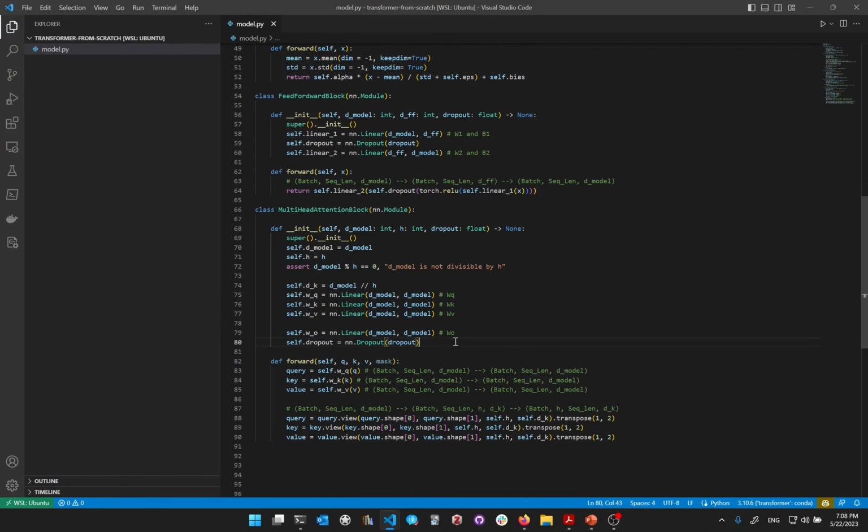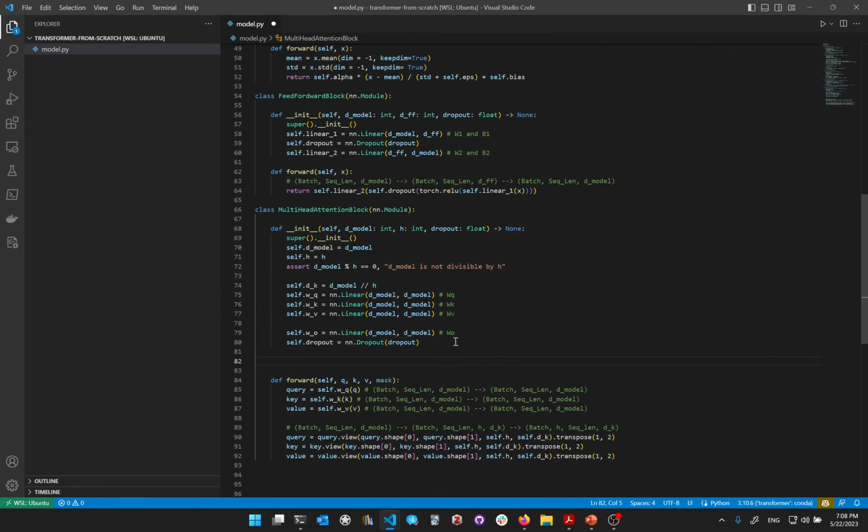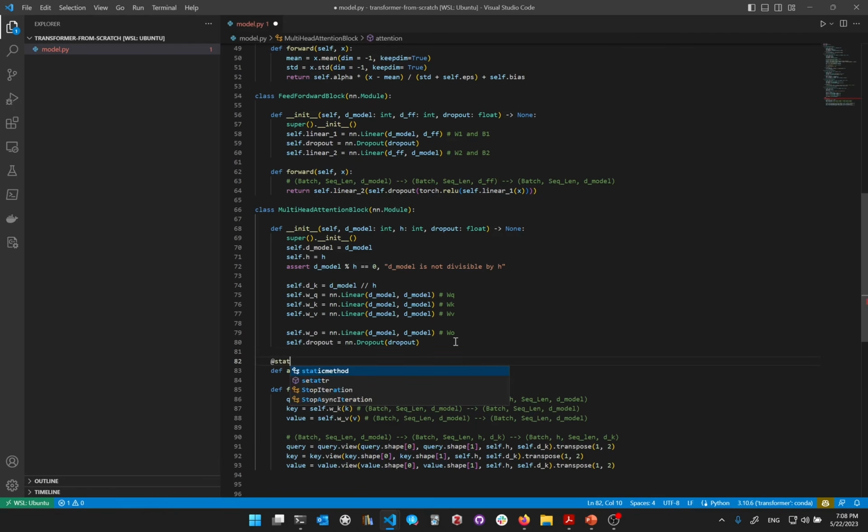Before we can calculate the attention, let's create a function to calculate the attention. So we create a new function that can be used also later, self attention, and let's define it as a static method. Static method means basically that you can call this function without having an instance of this class. You can just say multi-head attention block dot attention instead of having an instance of this class. We also give it the dropout layer.